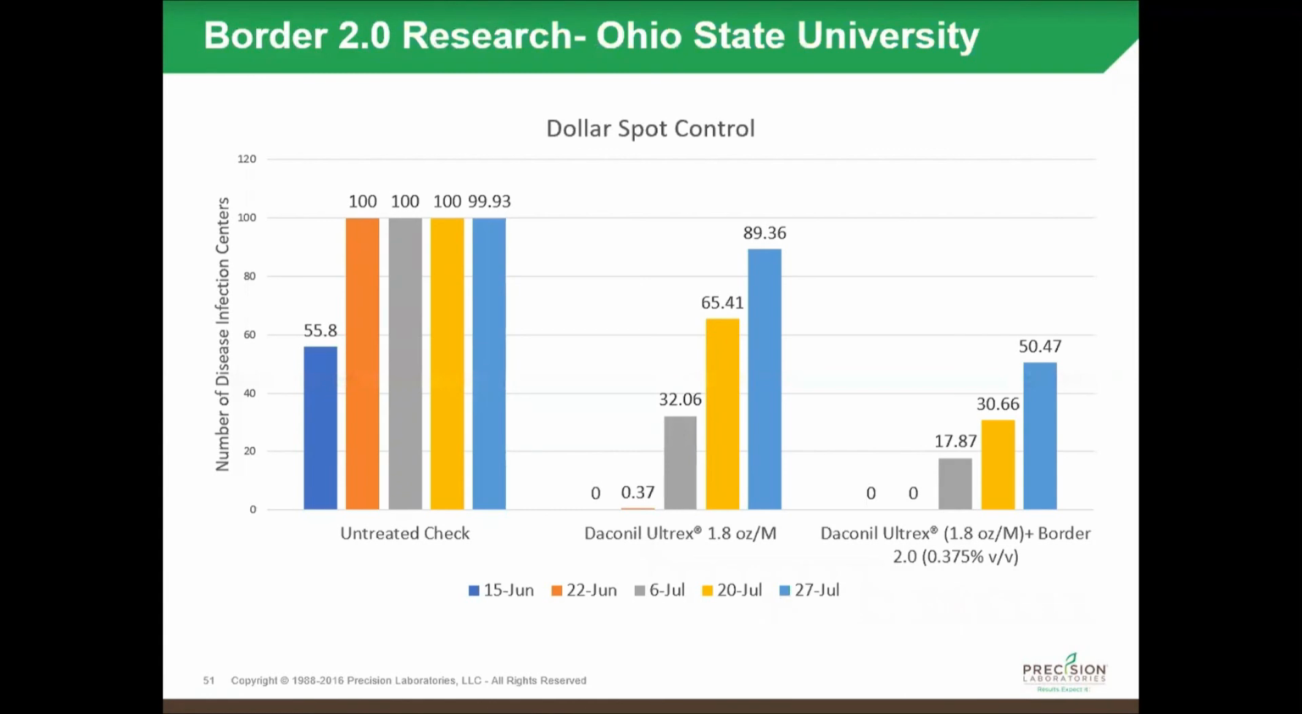This was at Ohio State, looking at dollar spot control. Here's chlorothalonil again at 1.8 ounces. We see that when we added the Border to it, we look at percent increases over the Daconil by itself without Border. We have 47% better efficacy just by adding Border to that fungicide application.